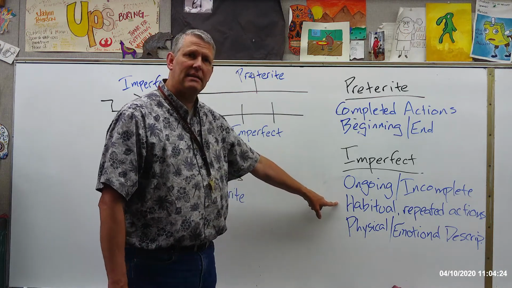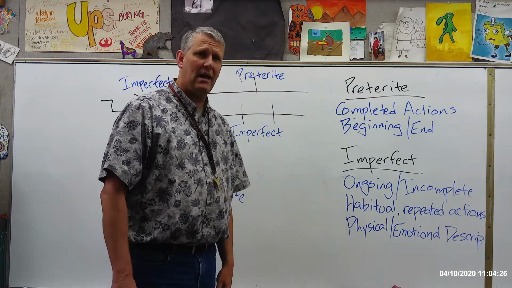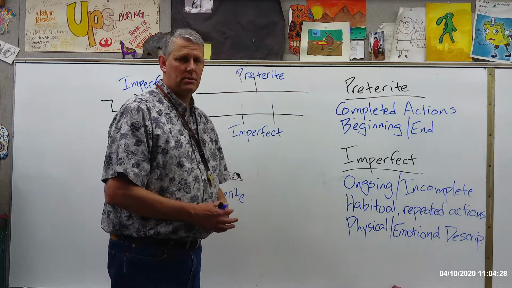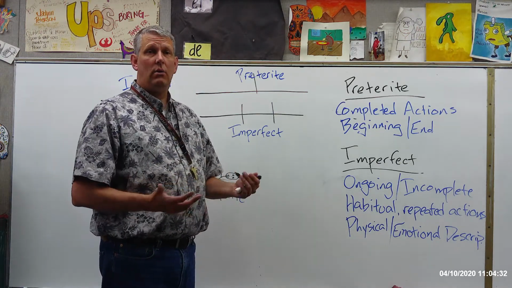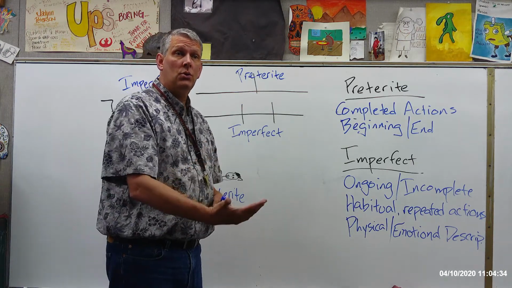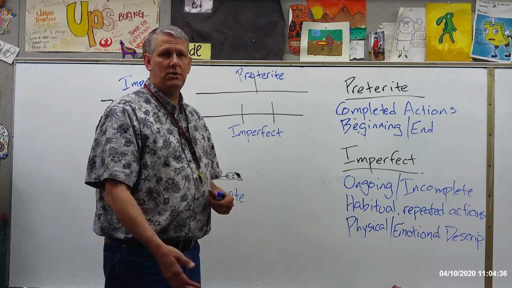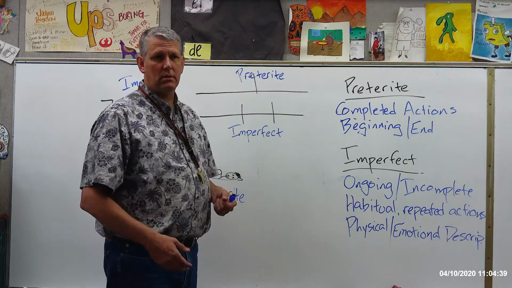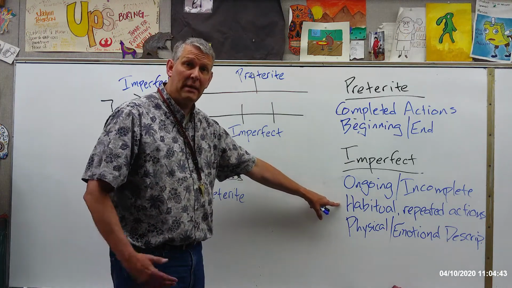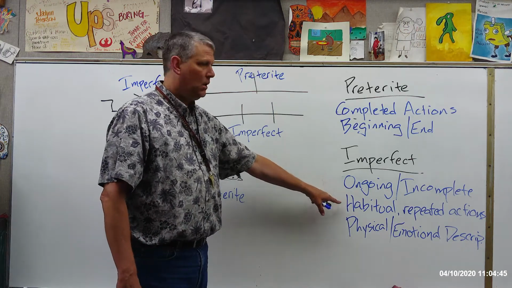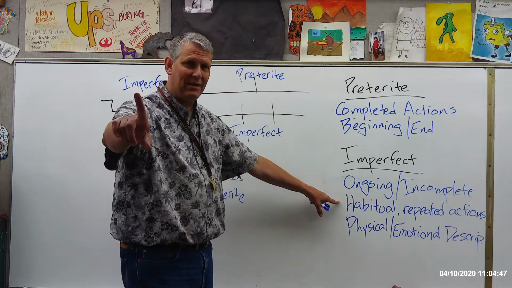This is the thing that kind of gets people. Whenever you talk about habitual, repeated actions in the past, in English we might say something like this. Well, when I was a kid, I used to, what? I used to watch cartoons. I used to eat cookies and milk. I used to throw rocks at cars, okay? Whenever you're talking about something that is repeated in the past, we use the imperfect, with one exception.